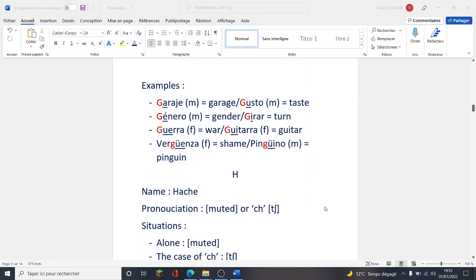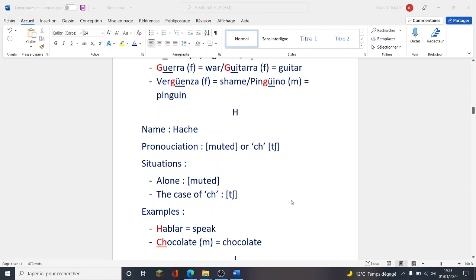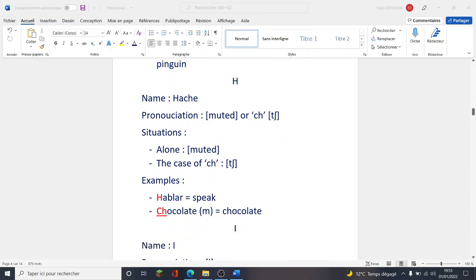Let's move on to the letter H, which is called in Spanish la H. The pronunciation of the H can either be muted or ch if it's in the CH phoneme. The situations are quite easy to understand. If the H is alone, I mean not with the C before, it has to be muted. And if it's the CH together, it has to be pronounced ch.